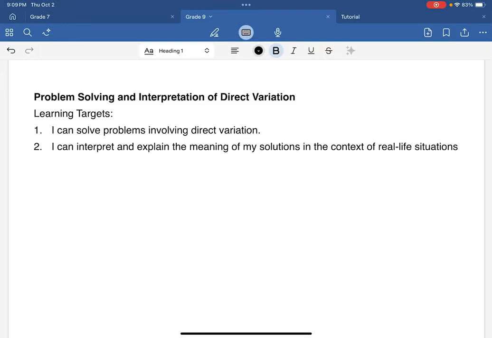Hello class, today's lesson is about problem solving and interpretation of direct variation. And here are the learning targets. 1. I can solve problems involving direct variation. 2. I can interpret and explain the meaning of my solutions in the context of real-life situations.